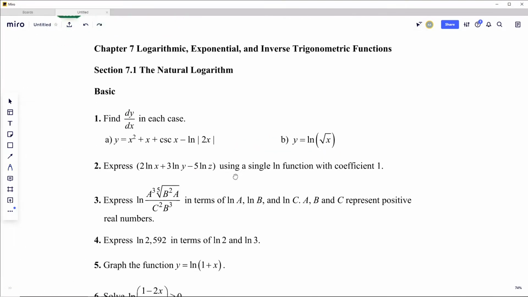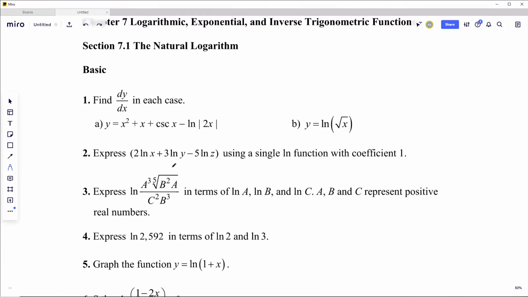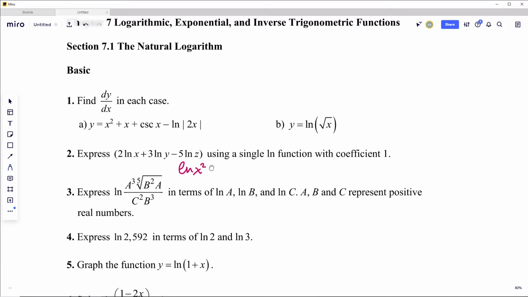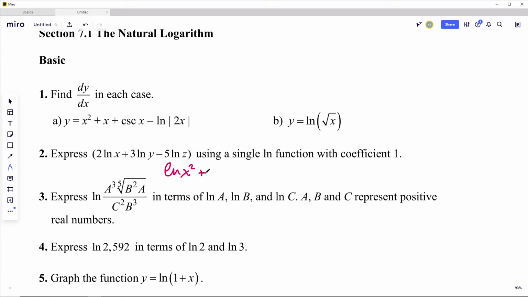So to express this in a single ln function, with coefficient 1, which means that everything has to be inside the ln, we're going to use this rule where we take the coefficient and bring it up to be the exponent. Because ln is, you could think of it as linearizing a line. So this was actually x squared. It turned it into 2 ln x, which is something that could be linearly graphed. And plus ln y cubed minus ln z to the power 5.